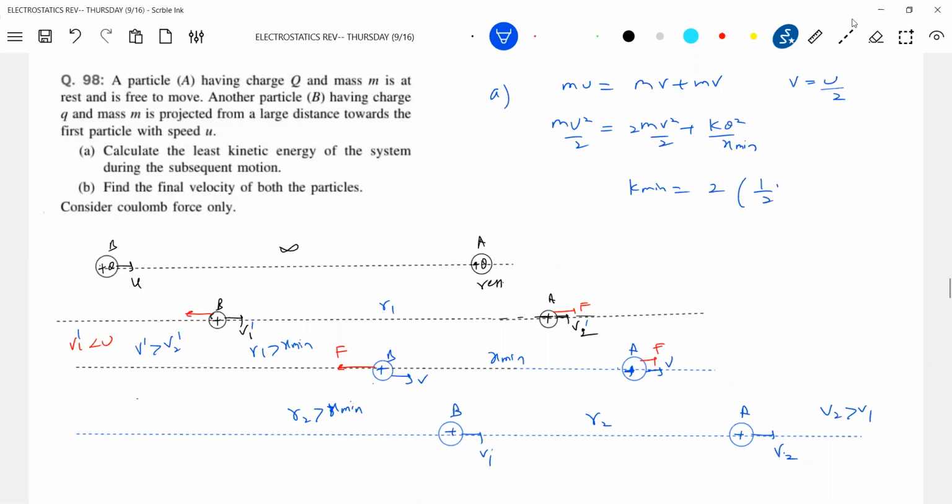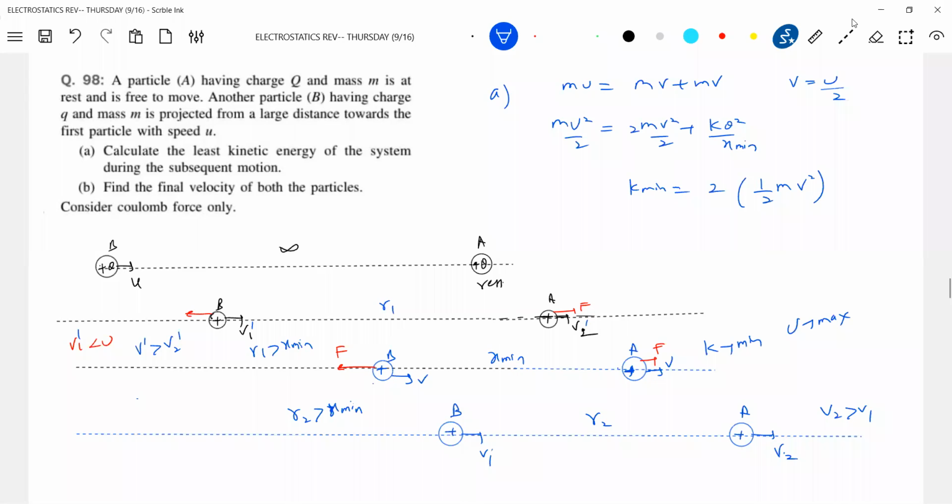2 into half mv square. When the separation between them is minimum, the system will have minimum kinetic energy and a maximum potential energy. Similar to the collision idea here. Okay, this is about part A.